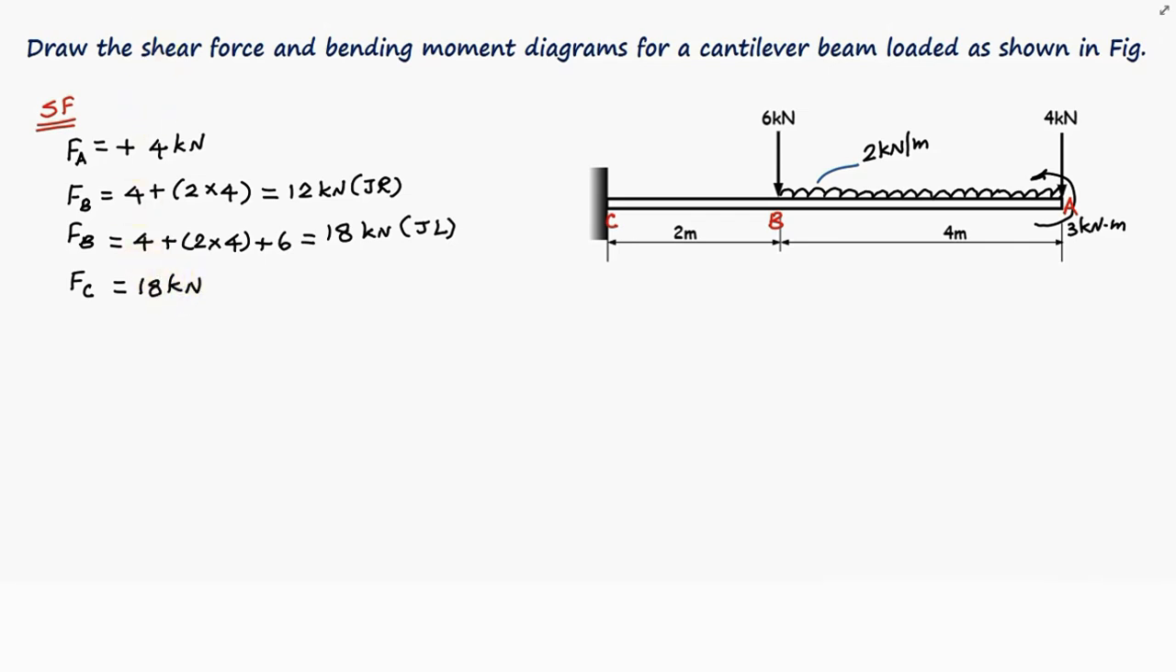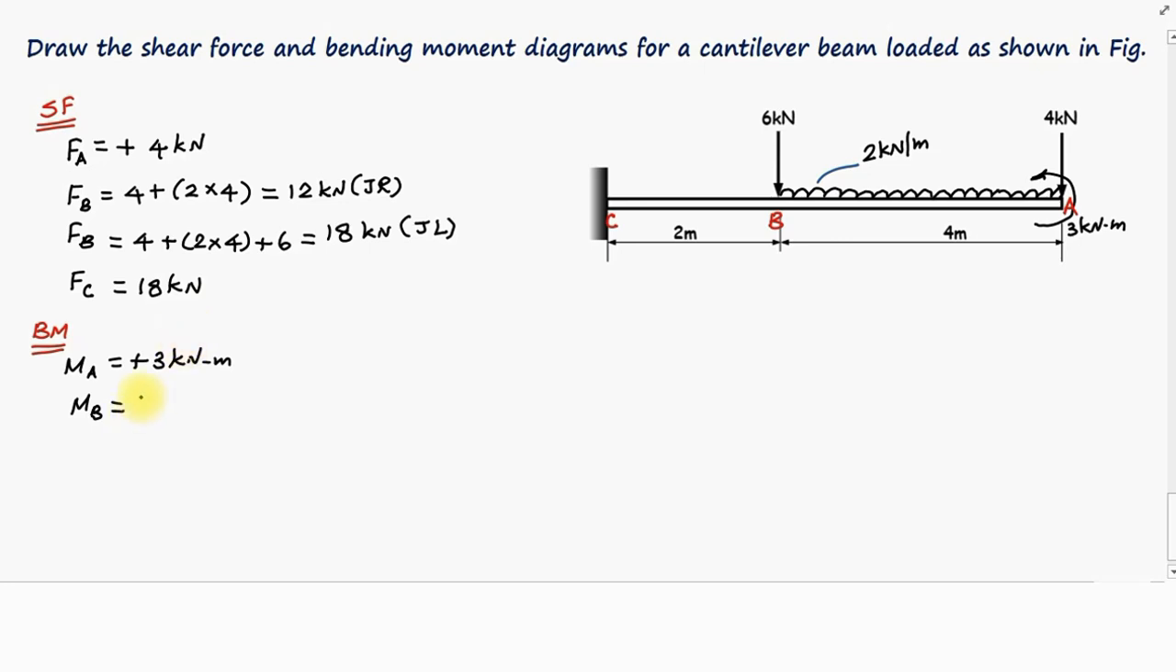Now coming to the bending moment calculations. Bending moment at the point A, MA, is equal to this 3 kilonewton meter acting in the anti-clockwise direction. So this causes a sagging moment. Therefore, this is considered as positive, plus 3 kilonewton meter. Now coming to the point B. The bending moment at the point B: this 4 kilonewton force causes a clockwise moment that is considered as negative. Why? Because it hogs. That moment will be a hogging moment.